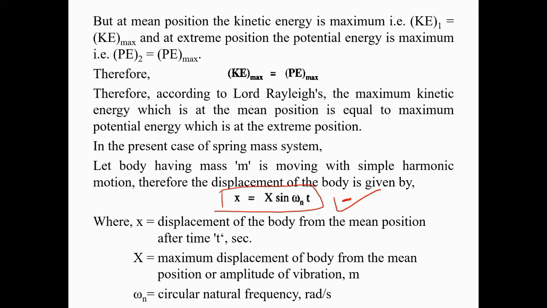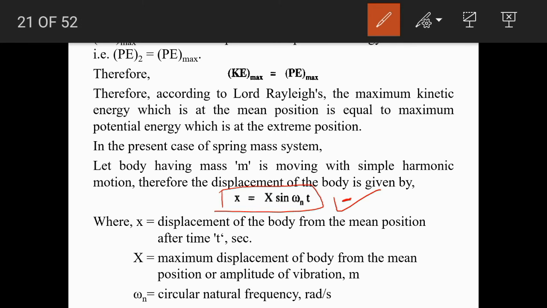Okay, so from this equation we can easily get the maximum value of displacement from the mean position, and that would be equal to the amplitude capital X. Small x would get maximum when the term sine omega n t gets maximum. It means it becomes 1, then x would be equal to capital X, that is the maximum displacement of a system.